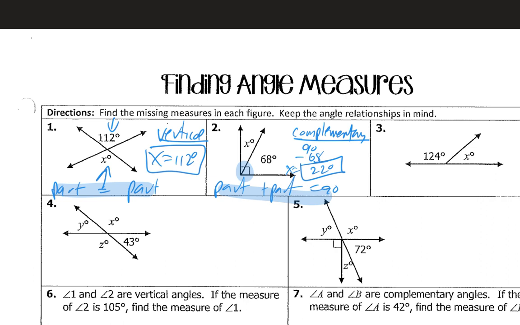Okay, next, number 3. Well, what do we know? We see this line right here, right? So we know these two add up to 180. So we're going to call those supplementary angles. What do we know about that? We know that part plus part equals how much? That's right, 180. So we would just do 180 minus 124, because if they both add up to that, the opposite would be subtracting. So X equals 56 degrees, right? Makes sense, right? Okay, let's keep it moving.